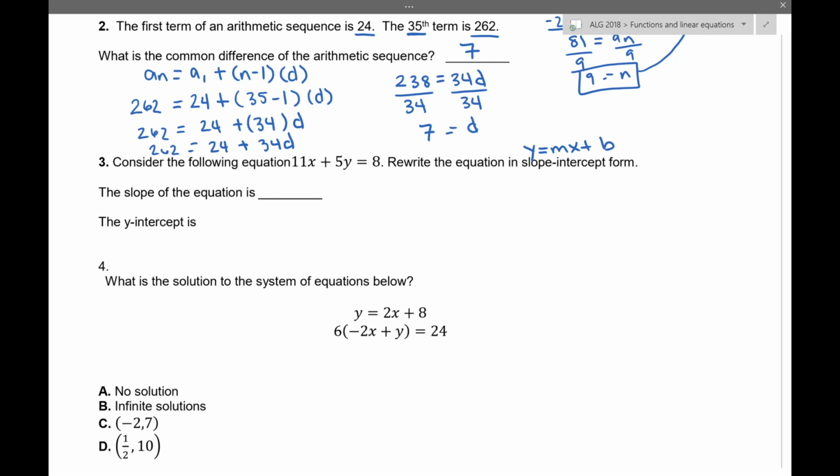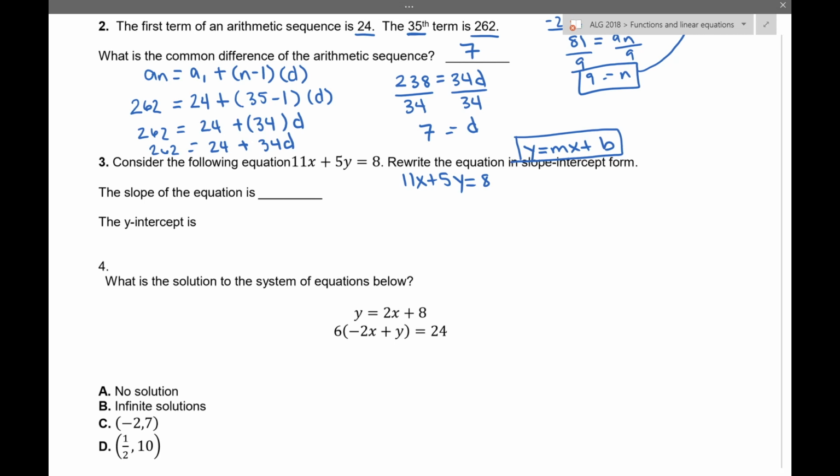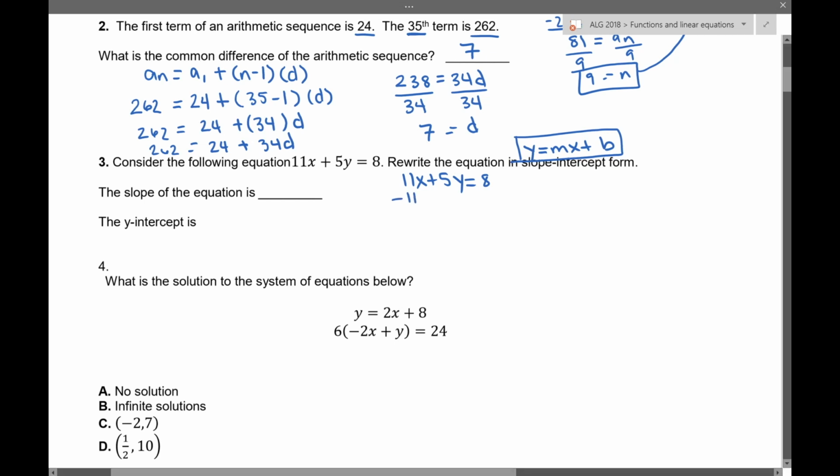So I need to get 11x plus 5y equals 8 in this form right here. So I need to get y by itself. So currently on the same side as y is 11x and 5. So I need to move 11x to both sides. So minus 11x, because it's a positive, I got to subtract. Minus 11x.